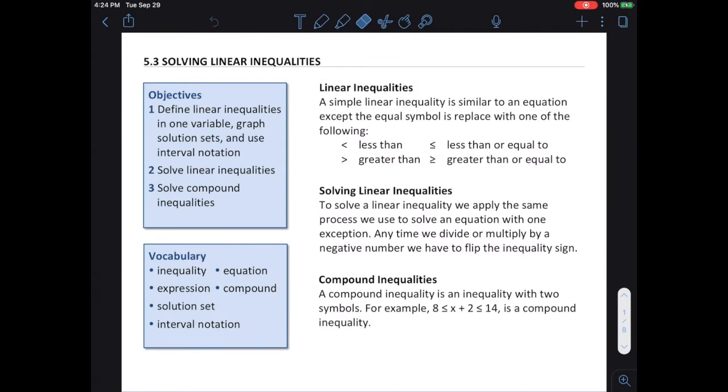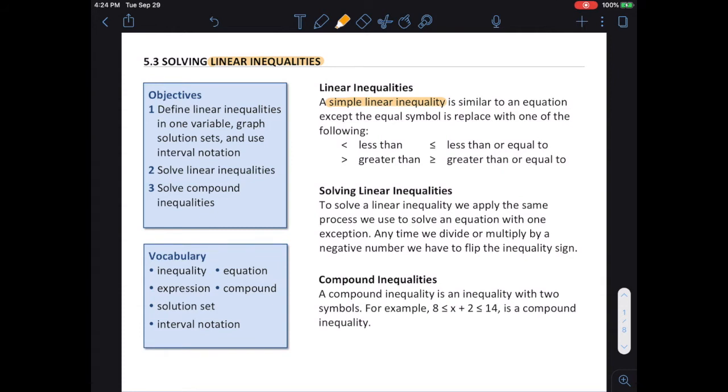This week we are going to talk about how to solve linear inequalities. And the first thing I want to point out is sometimes you're going to see them referred to as linear inequalities, and sometimes you will see them referred to as a simple linear inequality. So those two are the same thing. So if you see simple linear inequality and linear inequality, don't worry, they mean the same thing.